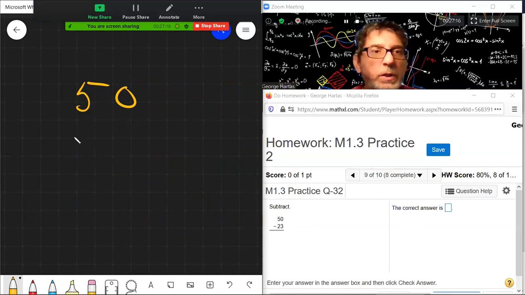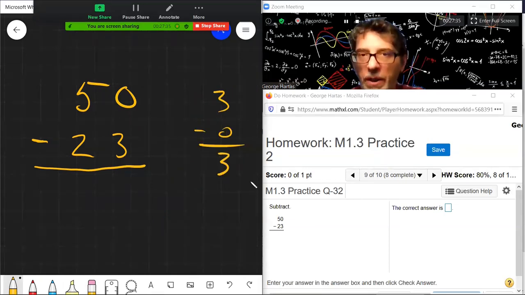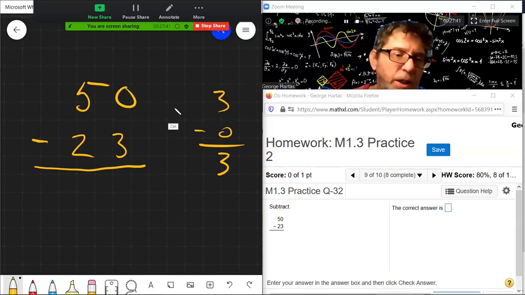Fifteen minus 23. 0 minus 3. The answer is not 3. I see this a lot. So if it was 3 minus 0, yeah, the answer would be 3 because a 3 is bigger than 0. You can subtract that. But here, it's just the opposite.